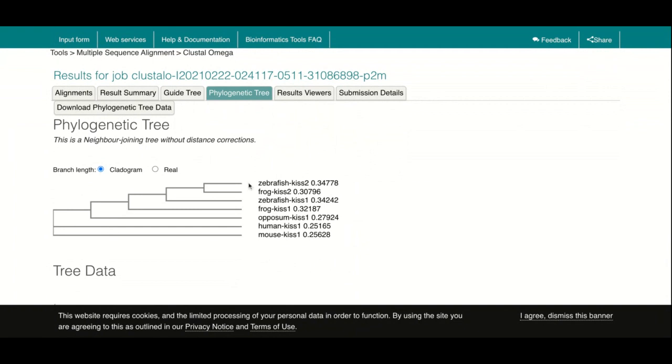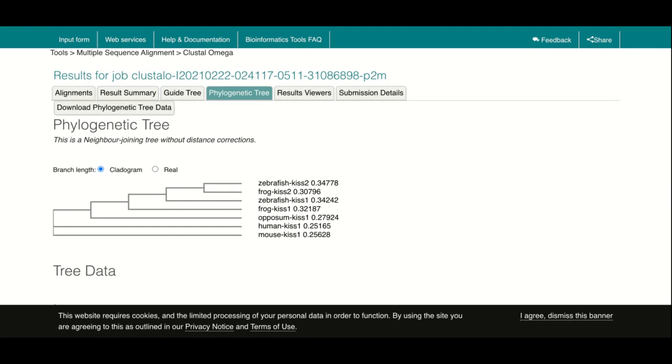You're going to learn to interpret these, but the way we follow a cladogram or a real tree, it doesn't matter if it's the additive or the cladogram. Whatever is coming from these two branches, then these two are the most closely related to each other. And then this one is the next one that's the most closely related, which you might find a little surprising. You might have postulated that kiss 1 and kiss 2 of zebrafish are closer to each other than the frog and the zebrafish kiss 2.